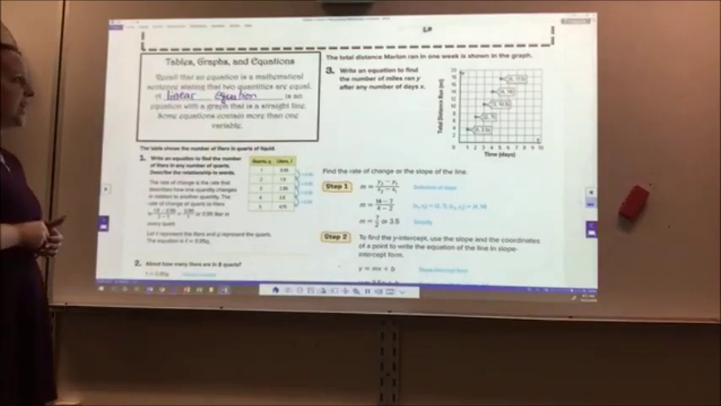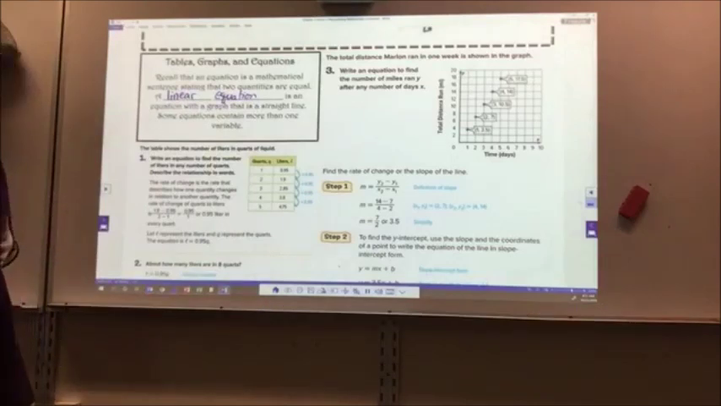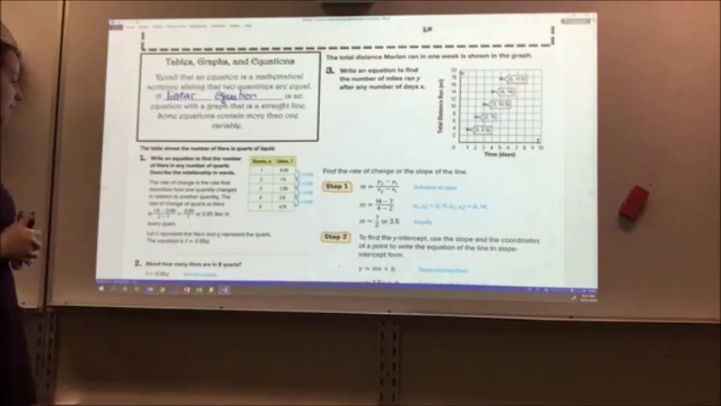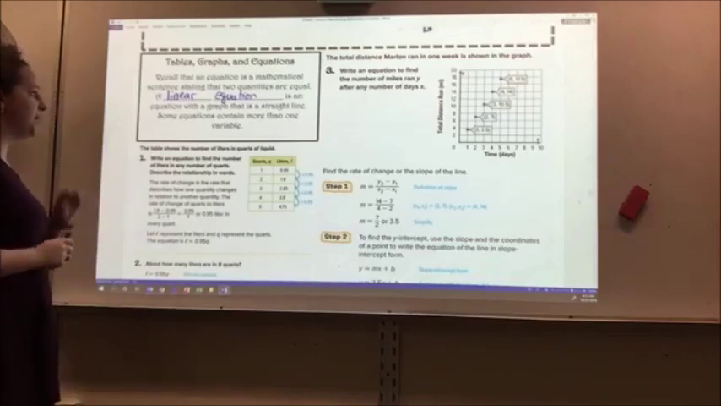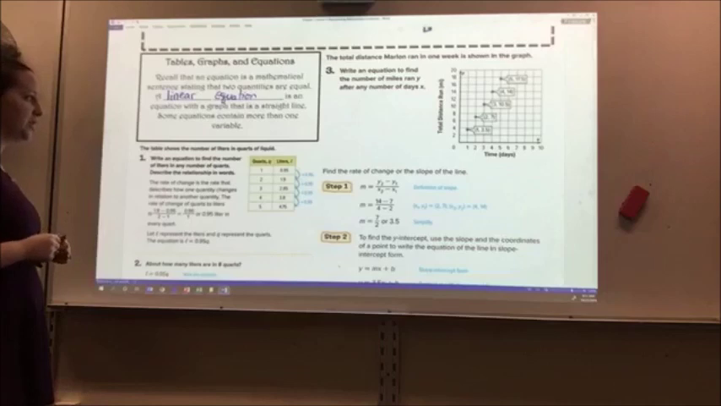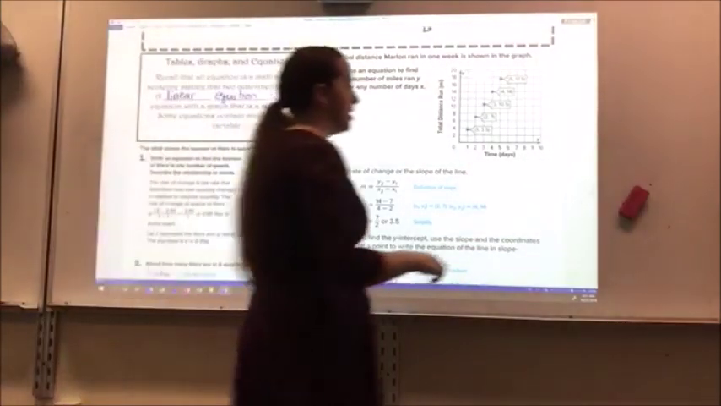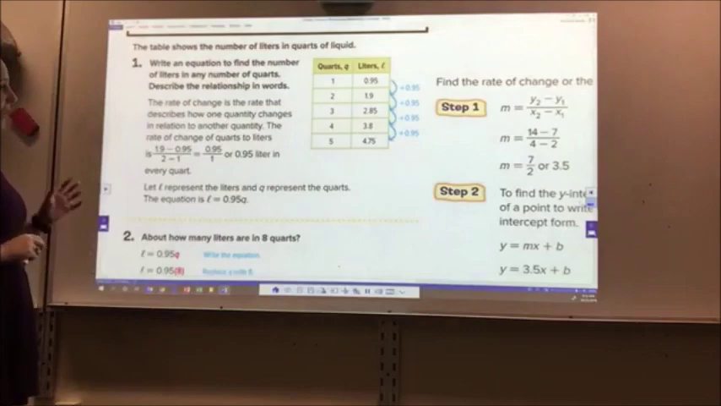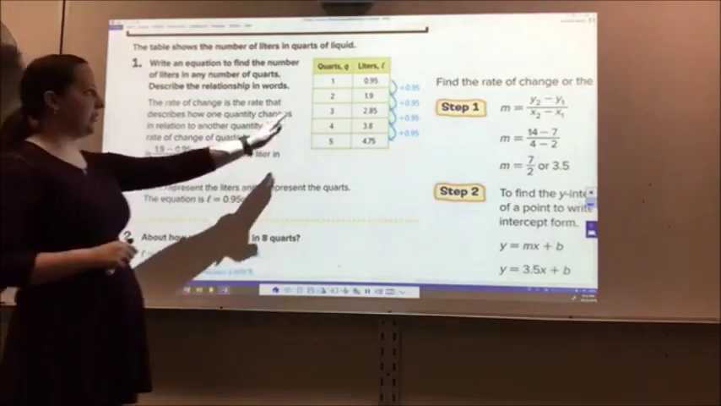Some equations contain more than one variable. So let's take a look at a couple of examples. The first example I have says the table shows the number of liters in quarts of liquid. Write an equation to find the number of liters in any number of quarts. Describe the relationship in words. So if we look at this, here's the table that they gave me.